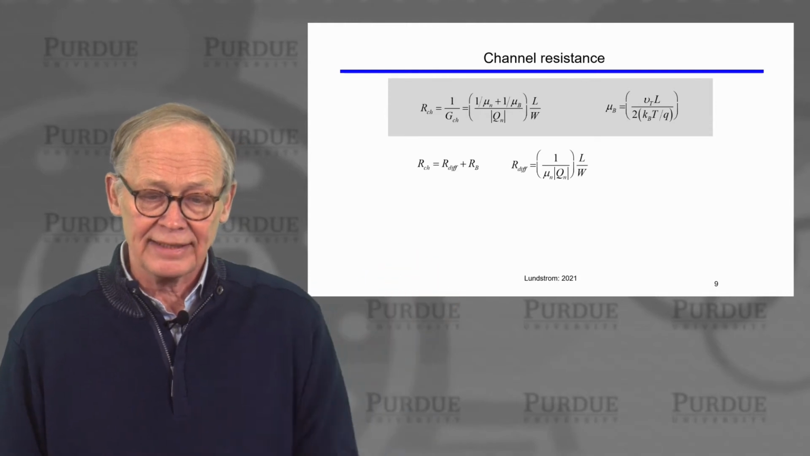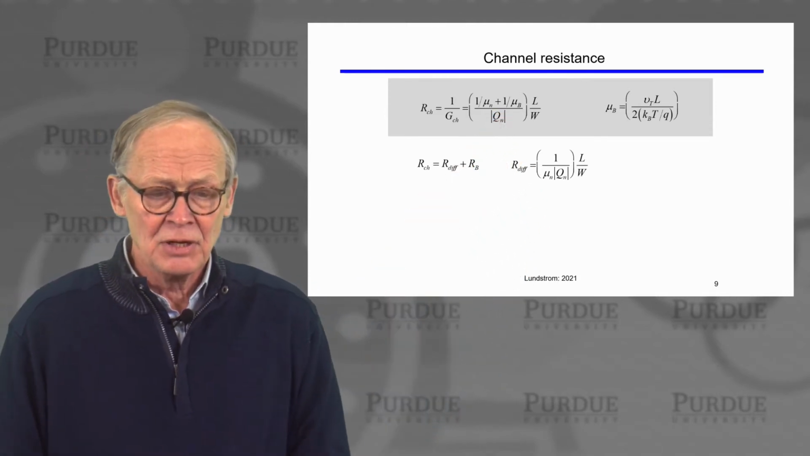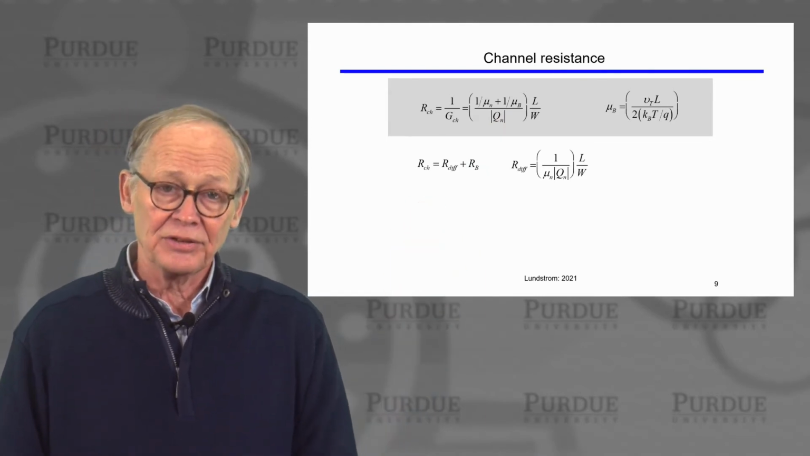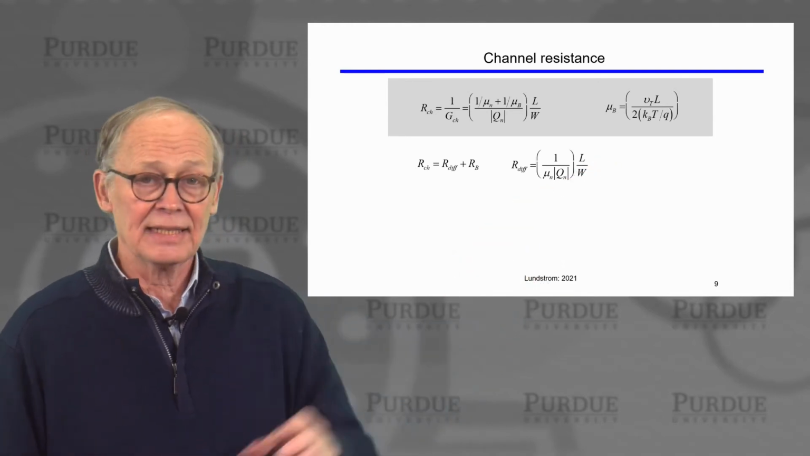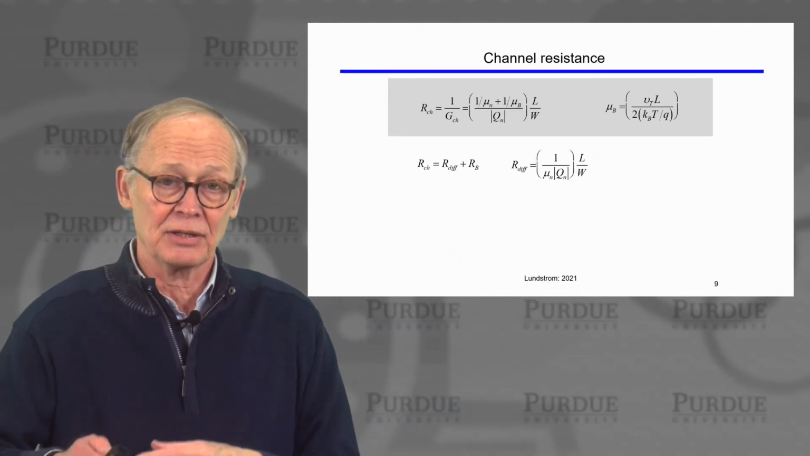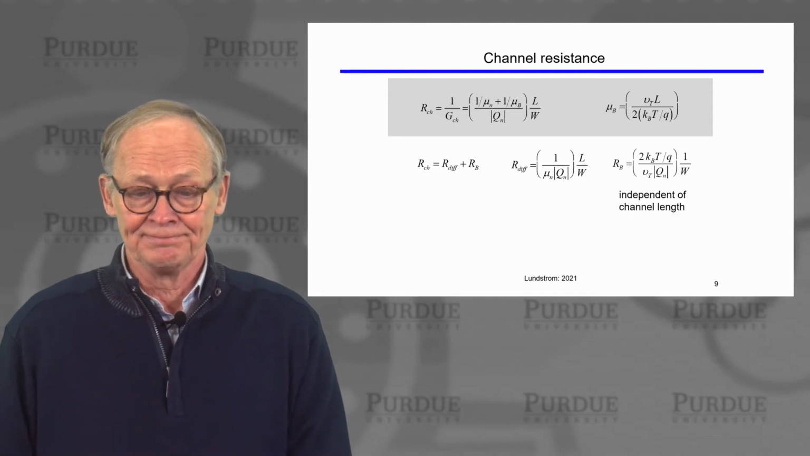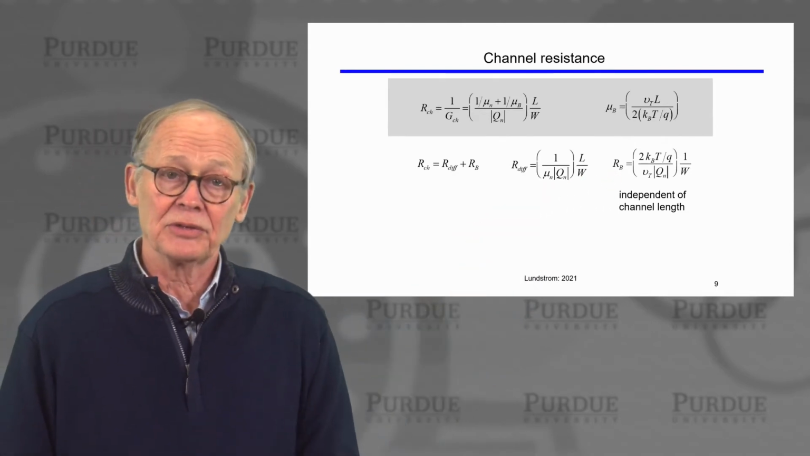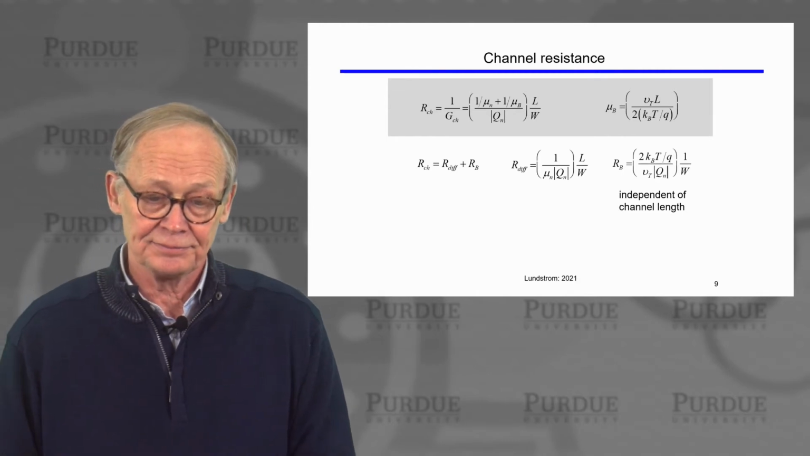Well, when we put that together, you can see the ballistic mobility has a channel length in it. So we're going to get two terms. The first term is the traditional diffusive resistance. It scales as the length of the channel. If we make the channel twice as long, we get twice as much diffusive resistance. The second term involves the ballistic mobility. It is independent of channel length.